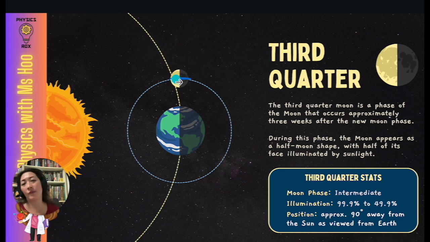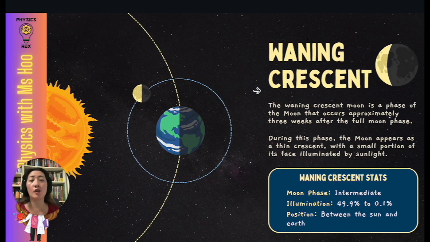So you can see half the moon is illuminated and the other half in darkness. And then we head on over to waning crescent. At waning crescent, a smaller part is illuminated while a majority is in darkness, and this is between 49.9% to 0.1%. So this is the waning crescent phase, which is the phase of the moon that occurs approximately 3 weeks after the full moon phase.